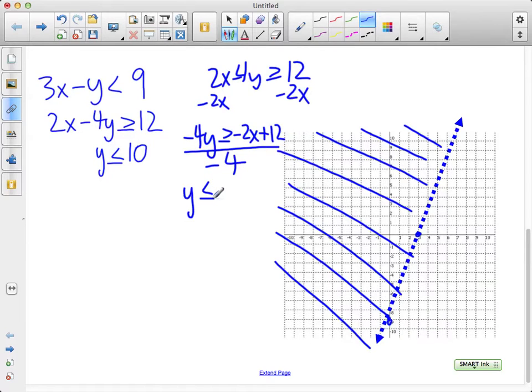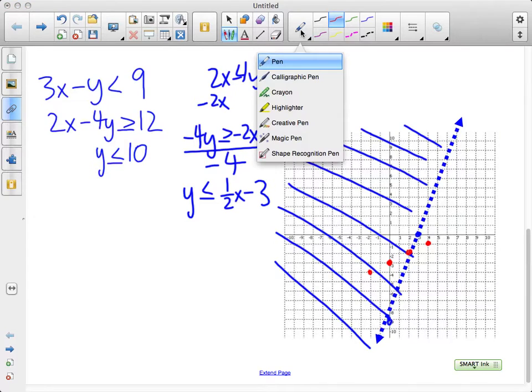Negative 2 divided by negative 4 gives me positive 1/2 x. 12 divided by negative 4 gives me negative 3. So now I'm graphing the line y is less than or equal to 1/2 x minus 3. Switch to red, so I have a y-intercept of negative 3, slope of 1/2, so up 1 over 2, up 1 over 2, and down 1, left 2, and I'll draw my red dotted line.